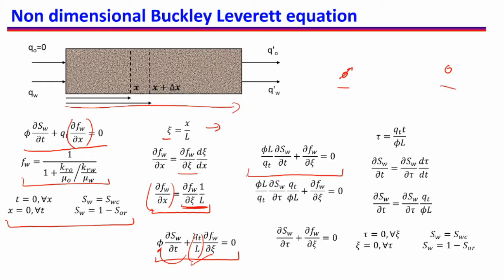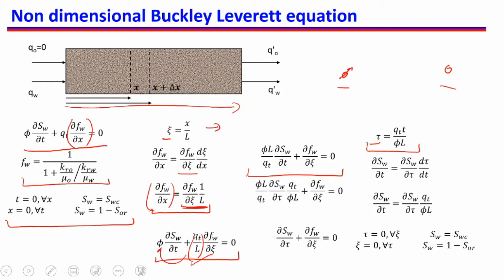Here we see that now the only dimensional things are L, qt and t. SW is non-dimensional, it is the saturation, the fraction of volume which is occupied by water. FW is also the fractional flow of water, which is non-dimensional. So now I propose tau, which is non-dimensional time, as qt multiplied by t divided by phi L. Why am I proposing this?